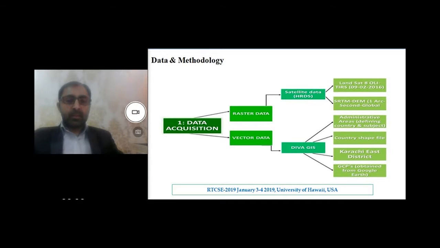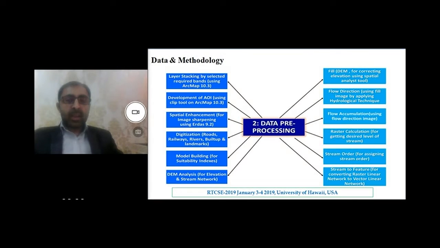Data and methodology. We needed two types of data, raster data and vector data. The raster data also contain two types of data, Landsat data and SRTM data. The second type of data is known as vector data. We collected vector data from DIVA GIS, including the administrative areas, defining the country and the subject.